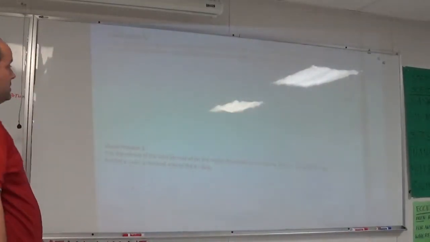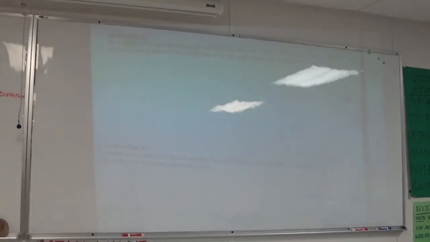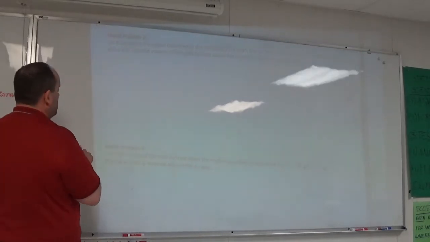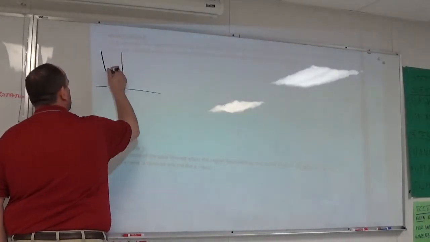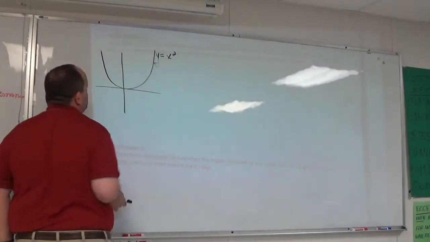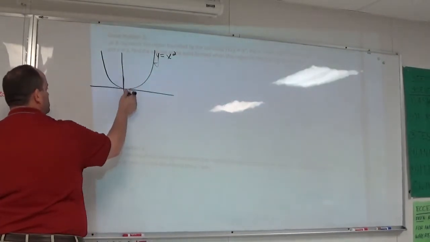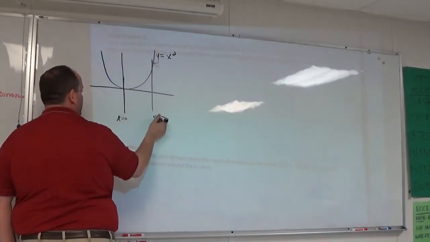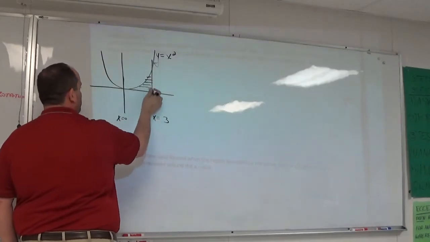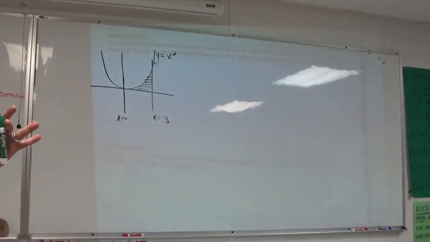Bounded by the parabola f of x equals x squared, the x-axis and the vertical lines x equals 0 and x equals 3. Ash is off to a good start. Eric's off to a good start. If you understand the region, it makes everything that much easier. X squared, the x-axis, okay, vertical line at x equals 0, vertical line at x equals 3, just about everybody that I saw has that region, that's what you're going for.